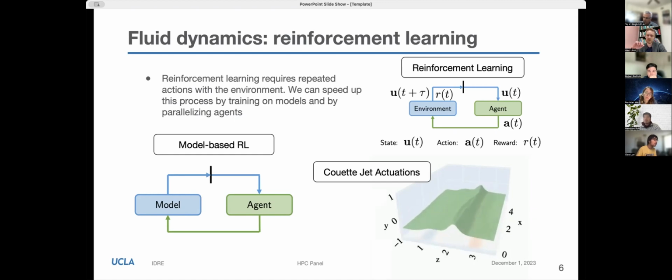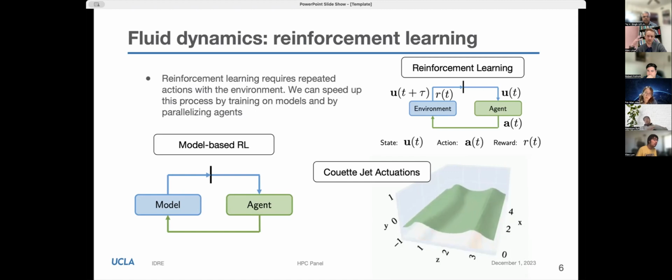That action then goes into your environment, which often is a high resolution simulation, which gives you a new state and a reward. This new state then goes back into your agent, gives you a new action, and this process happens iteratively. And in this iterative process, you train a neural network, which is the agent, to learn the best set of actions to maximize your reward.